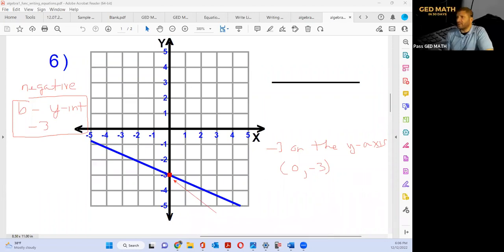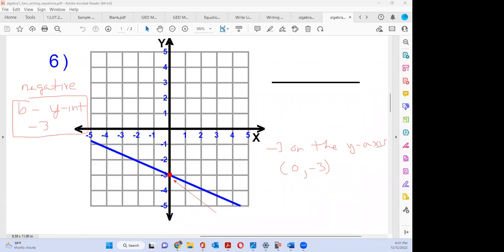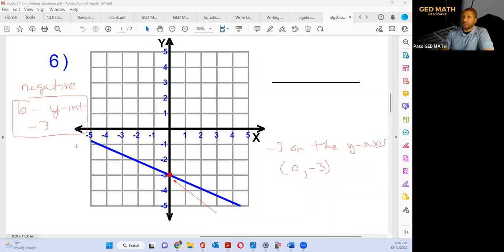I don't like this graph at all. So when we go down this line, unless it's 0, we want to select a point that is on a whole number.